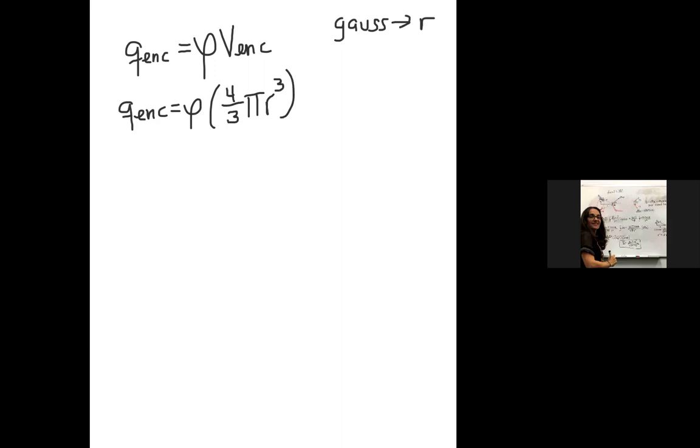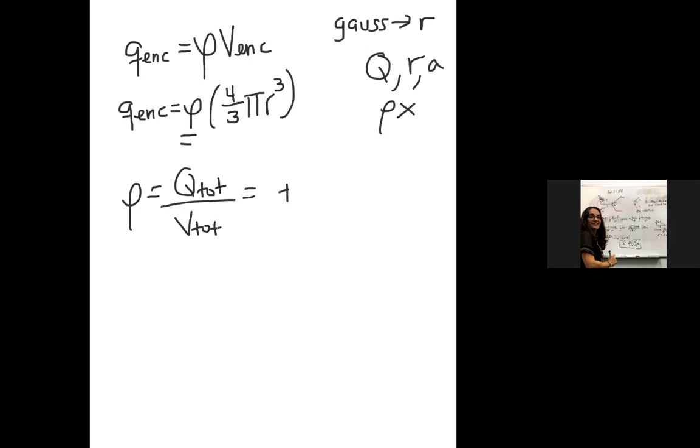Cool. But I want my answer in terms of Q's and R's and A's. Not rho. So I want to get rid of that. Well, remember, rho, I can speak of it as total over total. I can also speak of it, because it doesn't change, as enclosed over enclosed. I used this one here. But I want my answer in terms of capital Q. Well, here's my capital Q.